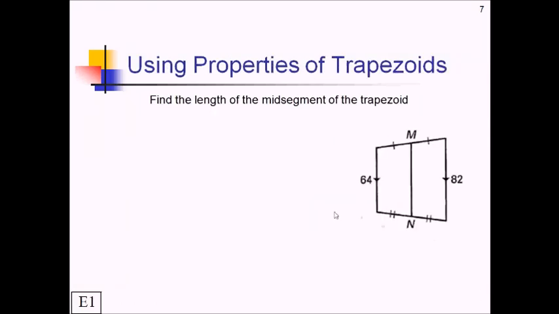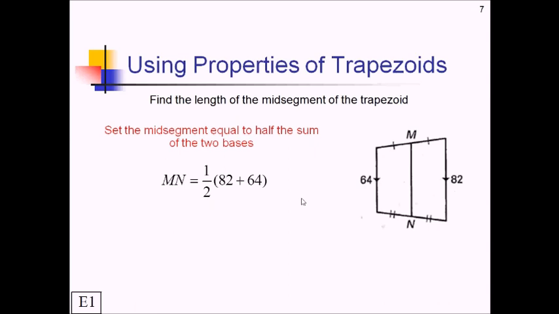So that last property on mid-segments is especially helpful in a problem like this, where they want you to find the length of the mid-segment. So again, mid-segment is just half the sum of the two bases. So half of 64 plus 82. So that's going to be, let's see here, 73 altogether. Half of 146, 73. There we go.